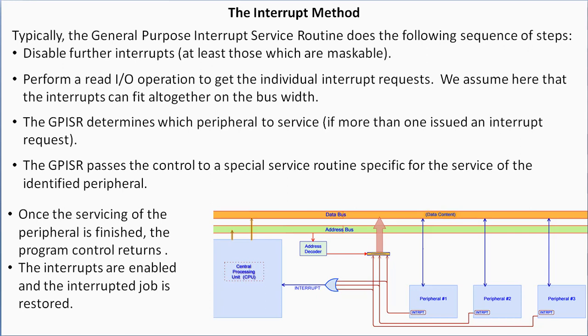routine again, which will identify the next peripheral that should be serviced and then proceed with a specific service routine for that peripheral and then return, and the cycle can continue for as long as there are peripherals that have requested interrupts. And when all the interrupts are cleared, the CPU will simply return to restore the job that it interrupted in the first place.